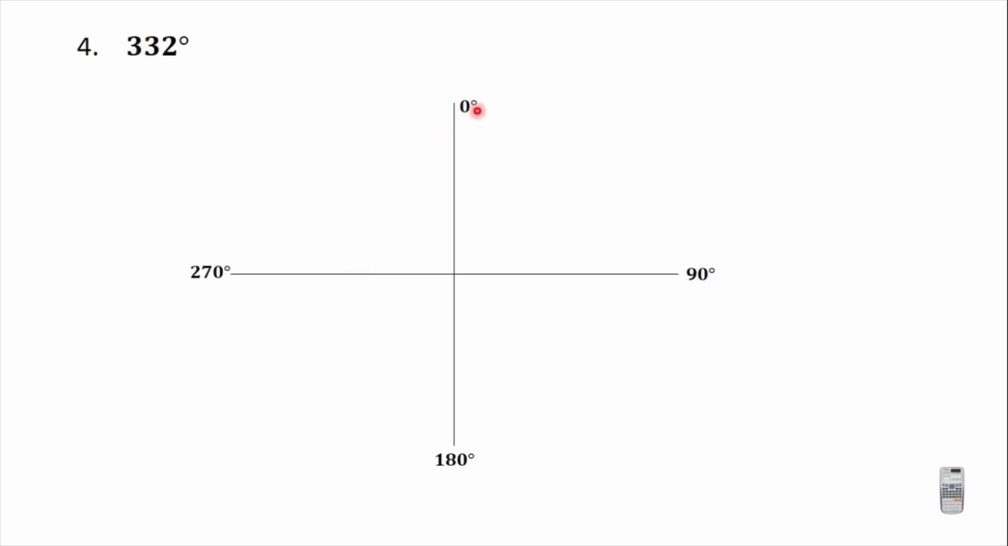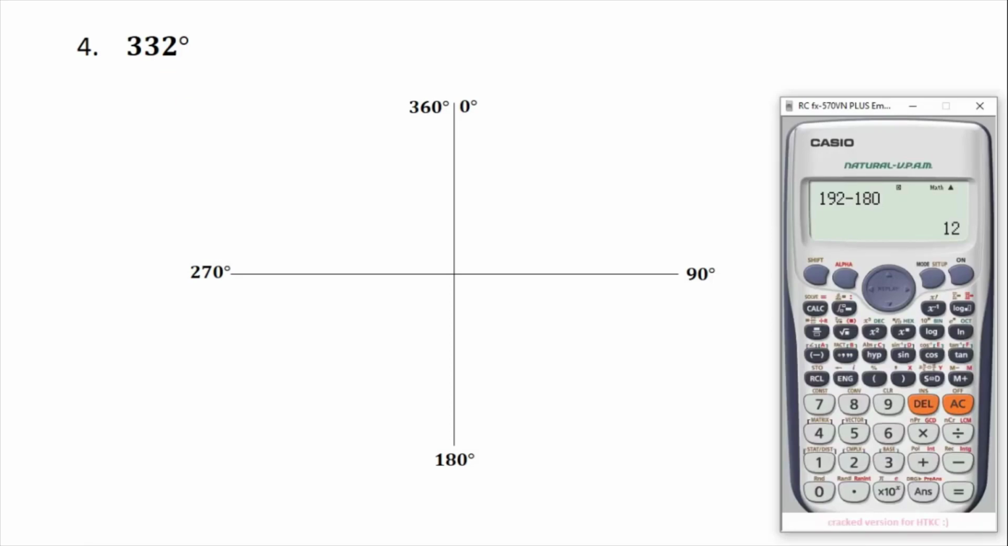Don't forget that this point here is 0 degrees at the same time 360 degrees. So it means that this new angle, which is 332 degrees, will be between 270 degrees and 360 degrees. That means that you have to add a value to 270 degrees in order to get 332 degrees. How do we find that value? It is 332 degrees minus 270 degrees, and that is going to be 62.